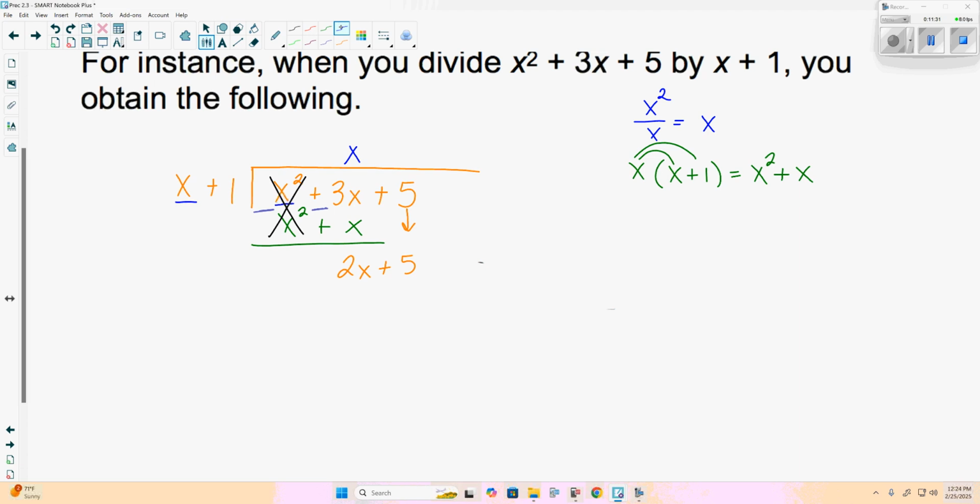Now we need to figure out our next term, and just like before, we can take the first term in the expression that we have, and divide it by the first term in our expression outside. So we'd say 2x divided by x. The x's will simplify out, leaving us with a positive 2. So the next thing we need to multiply through by is 2. And then we distribute this 2. 2 times x will give us 2x. 2 times 1 will give us 2.